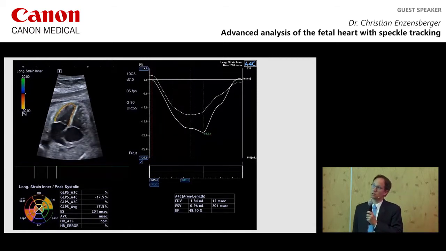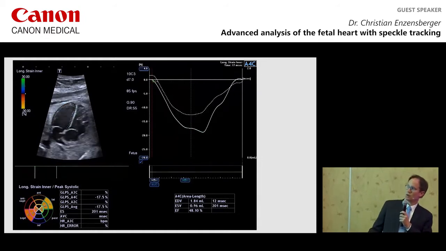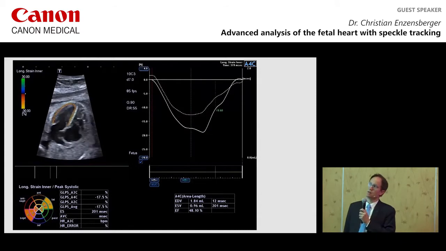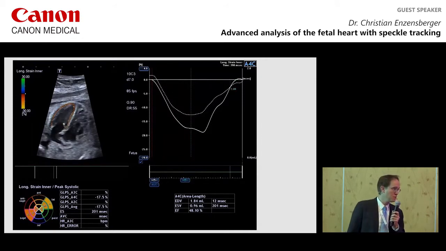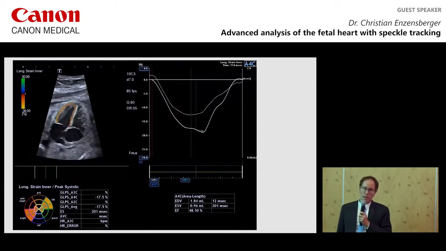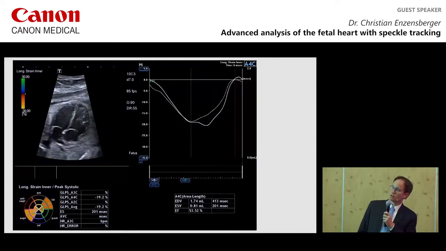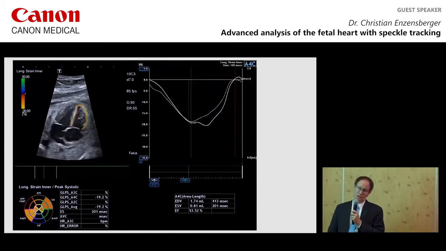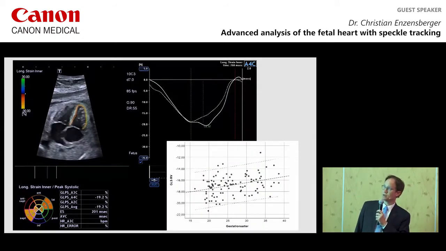Just to show you that this obviously works. Here is one clip for the left ventricle: -17.5%. This is a bit lower than the average, which is about 19%, for example. And the next one is of the right side, the right ventricle: -19.2%. In that case, as you can see here, we have our distribution of reference values.